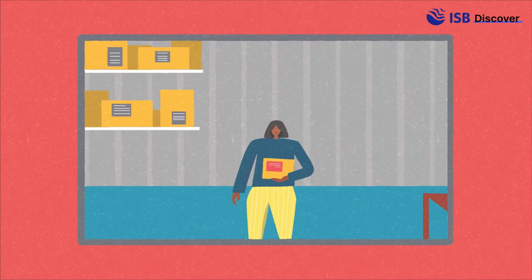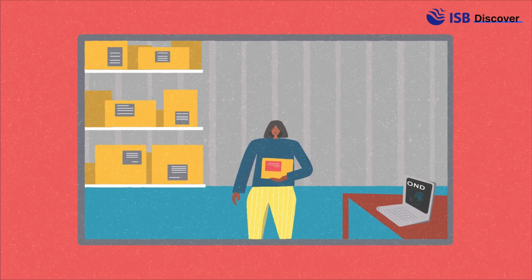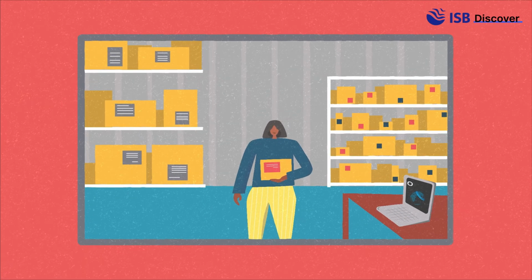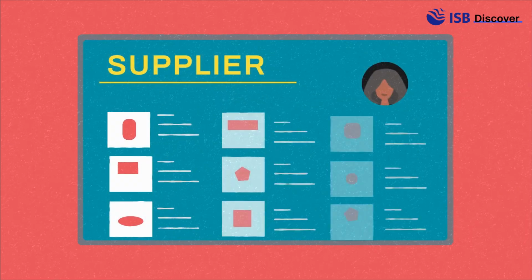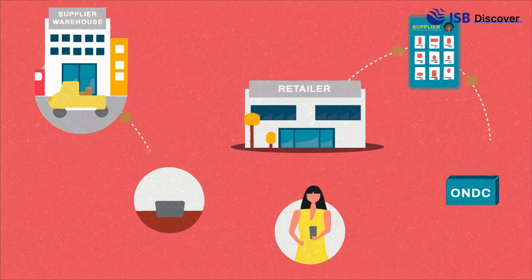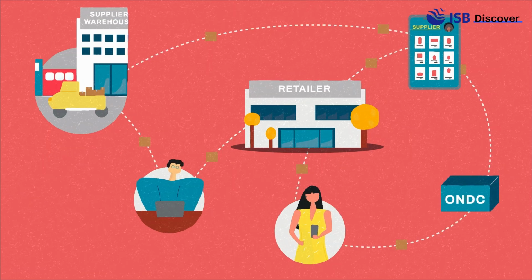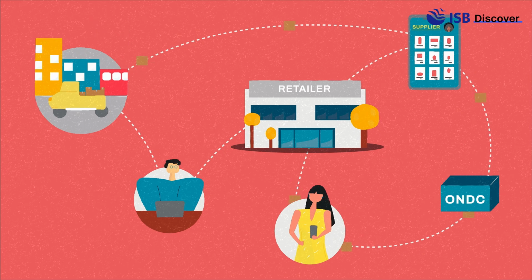As businesses become digital and platforms like ONDC open up newer opportunities, the omnichannel supply network needs to be looked at closely. An omnichannel supply network is where a supplier is able to sell the products through multiple channels other than selling traditionally through a retailer.